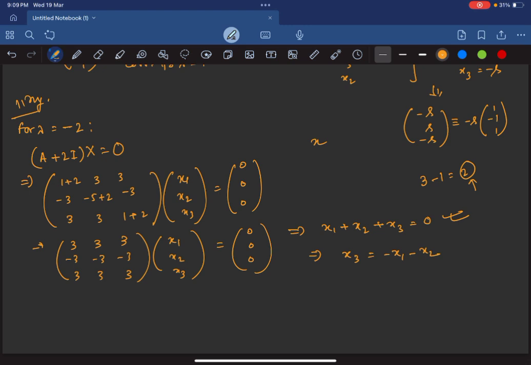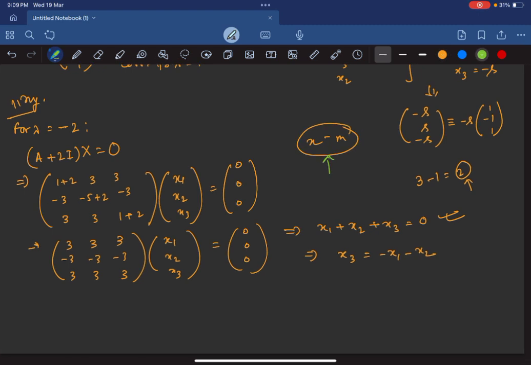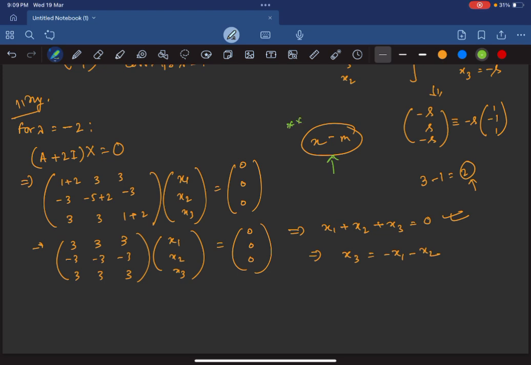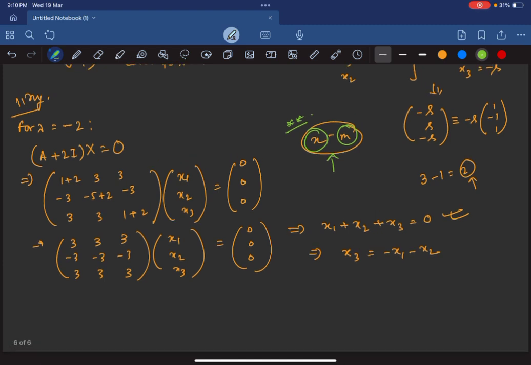This is the case. If the number of variables is n and the number of independent equations is m, which is less than n, then n minus m variables you have to assign. This is one important note, you should make a note of it: n is the number of variables, and m is the number of equations. So n minus m variables you have to assign.